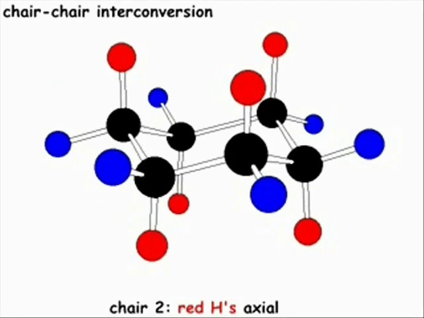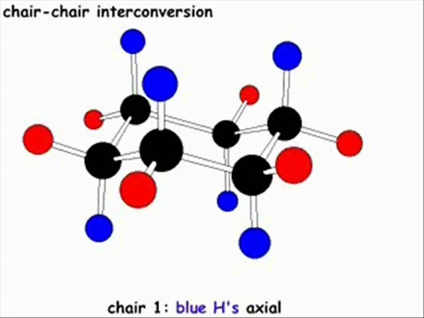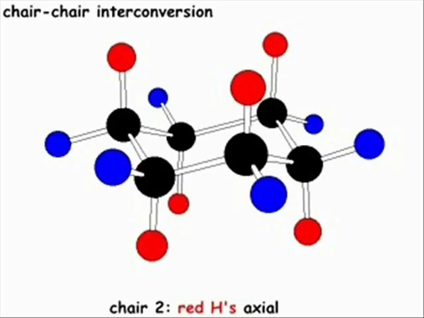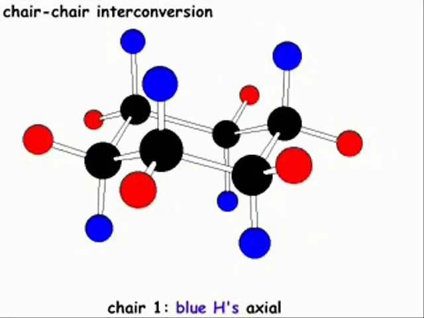The blue hydrogens have moved from axial to equatorial. Once again, we started with the blue hydrogens shown here, and the process of the ring flip caused us to go to this position where the blue hydrogens are now in the axial positions. Watch it again and see if you can see it for yourself.